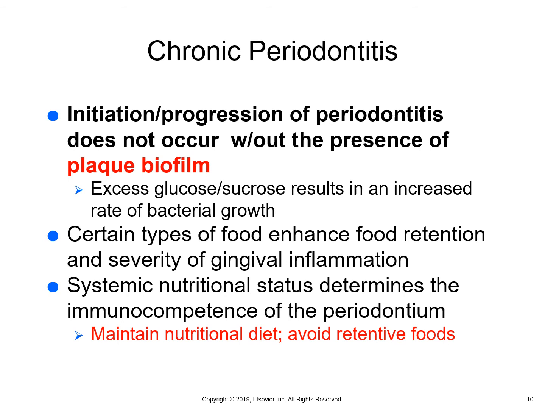Excess glucose and sucrose results in an increased rate of bacterial growth in these patients. So certain types of food, enhanced food retention, and severity of gingival inflammation can all be affected by their diet. Systemic nutritional status will determine the immunocompetence of the periodontium. So maintaining that healthy diet and avoiding those retentive fermentable carbohydrates is so important.